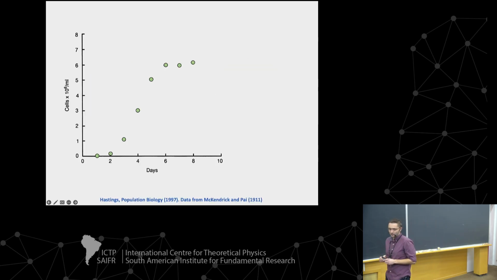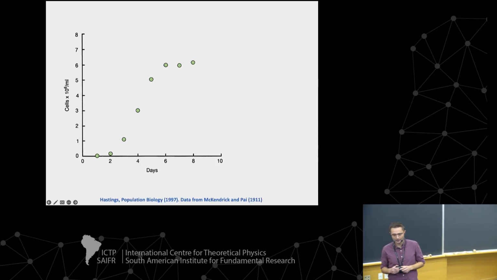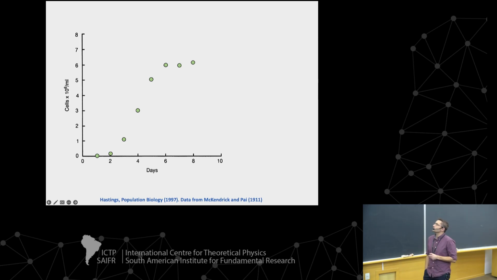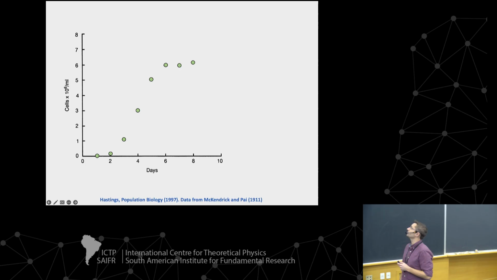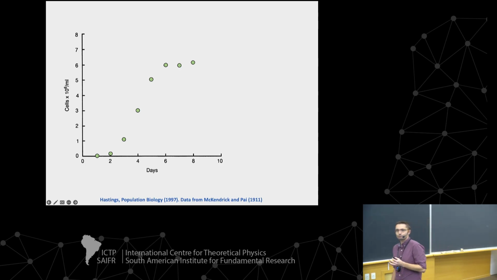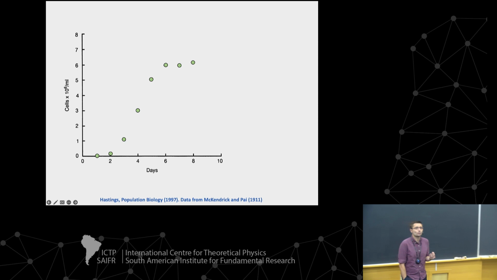So what you see now on the screen is the growth curve of an E. coli culture over time. It's very simple. On the y-axis, you have the concentration of cells, and on the x-axis, you have time. You see that, not surprising for you at this point, I hope, the population first grows and then saturates. To me, this is a pattern already.